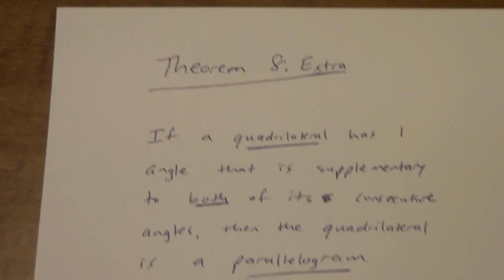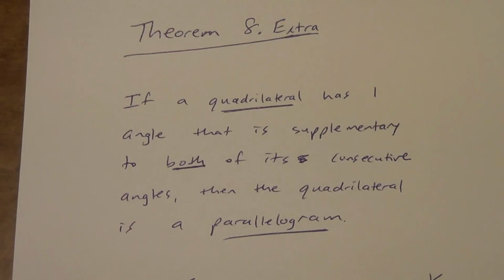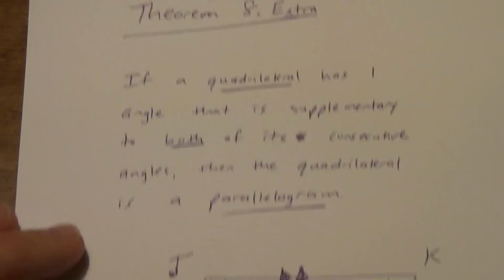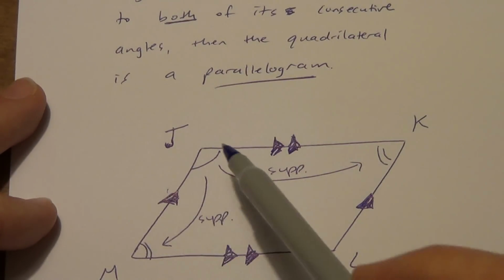Okay, so both diagonals bisect each other. It's got to be both diagonals, not just one diagonal. We are going to have a shape later on where only one diagonal is bisected. And then finally, one angle is supplementary to both of its consecutive angles. So you need two things again. You need one set here and one set here.